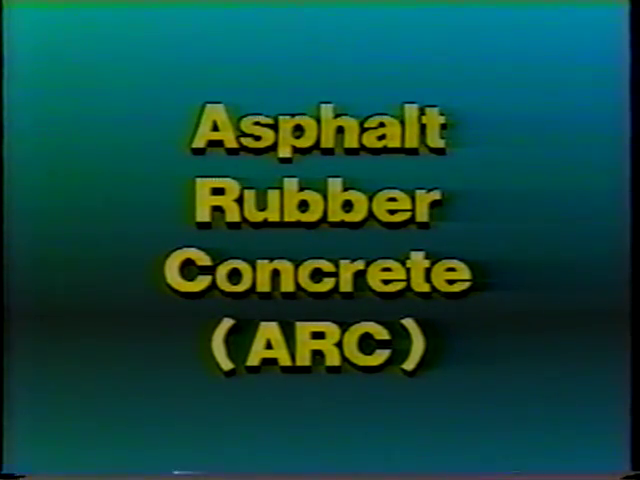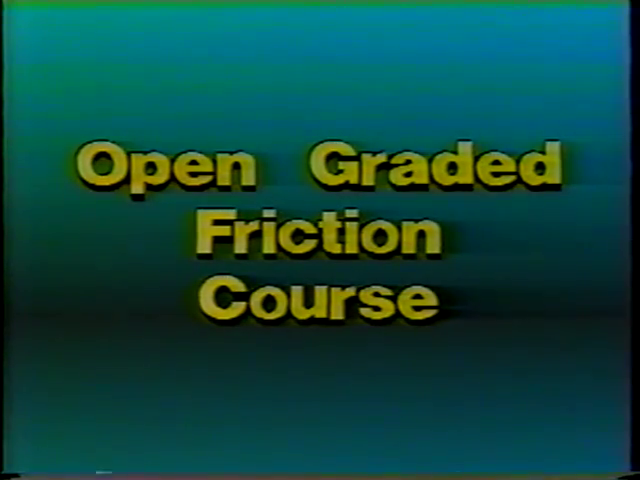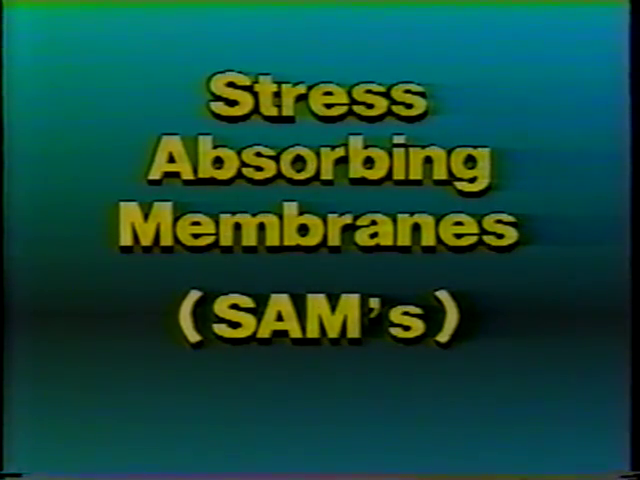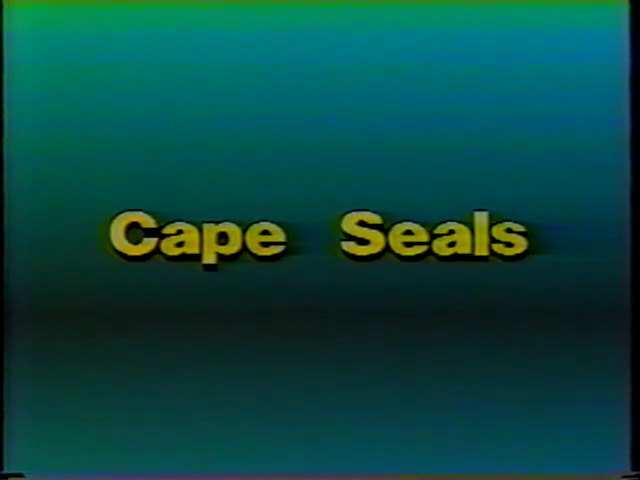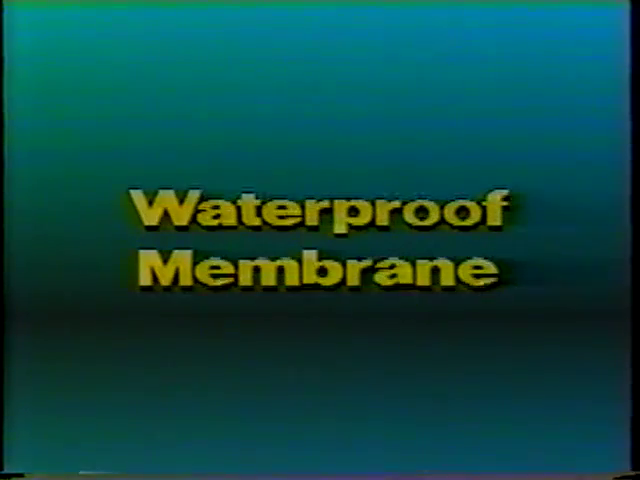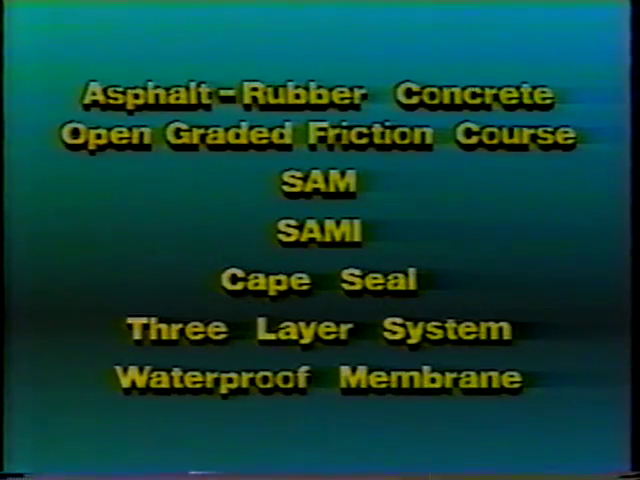They include asphalt rubber concrete, ARC, asphalt rubber open graded friction courses, stress absorbing membranes or SAMs, stress absorbing membrane interlayers, SAMIs, SAMs with cape seals to provide a smoother surface, a three-layer system, and as a waterproof membrane. Asphalt rubber has many applications.